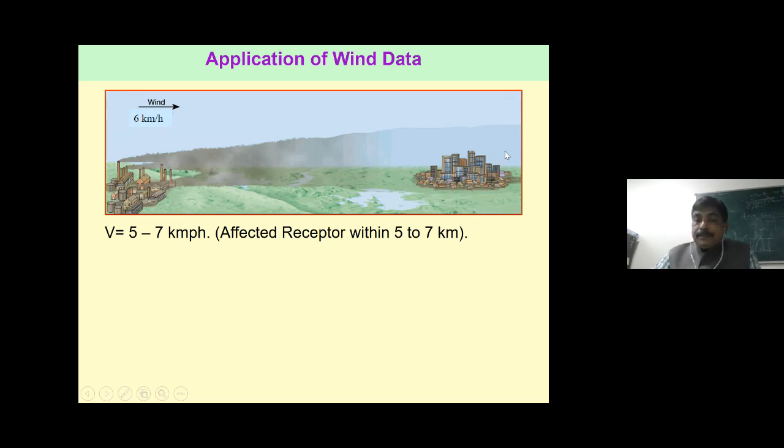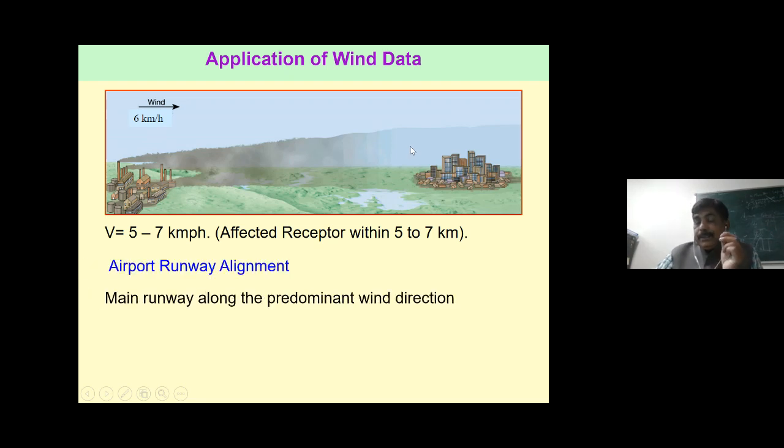If the people of this residential area want to know from where the pollutant is coming, they can set up a weather monitor, record the wind direction and wind speed, and then plot a windrose diagram which will tell them the wind is coming from here. That is one useful utility of the windrose diagram. Another utility of windrose diagram or wind data is establishing the runway in an airport.